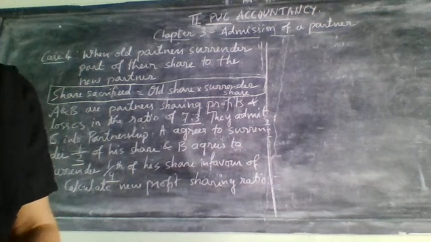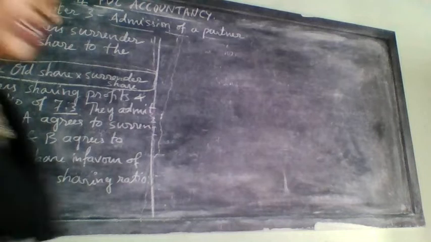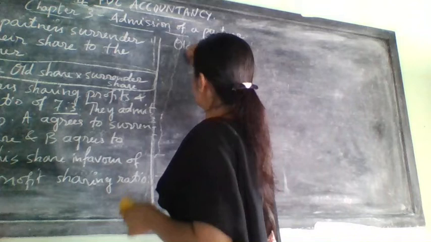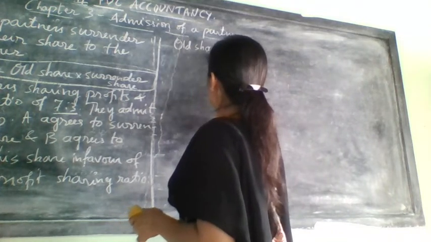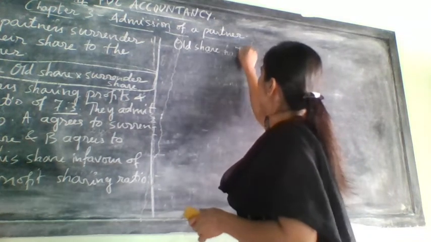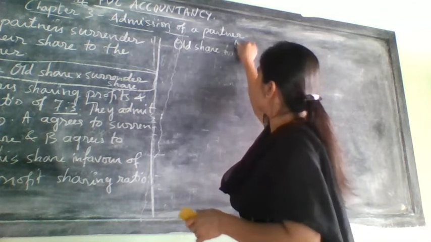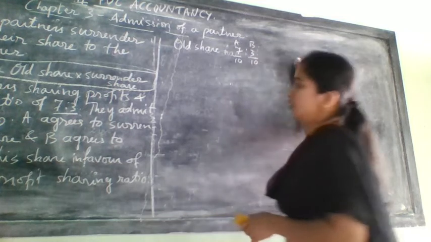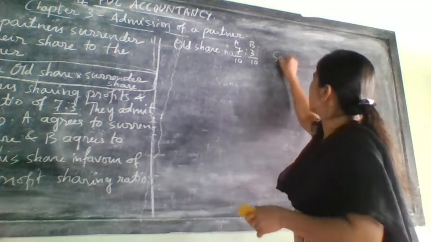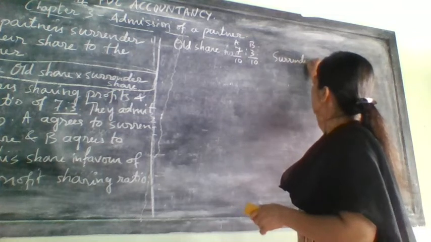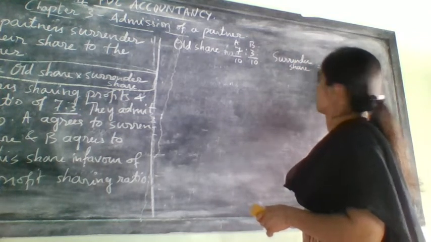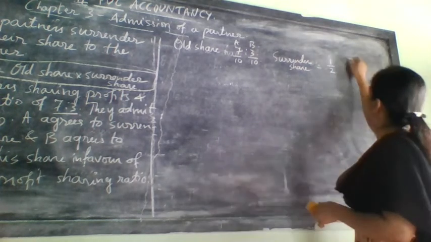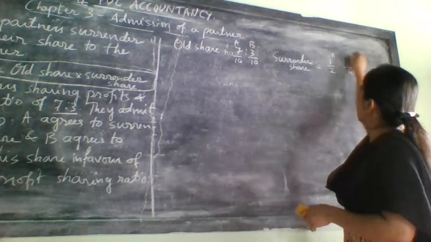First we will write the given things. What is the old ratio? It is 7:3, for A and B. Now 7 plus 3 is 10, and here it is 10. Next, they have given the surrender share. How much is it? That is 1/2 from A and 1/4 from B. This is A and B.